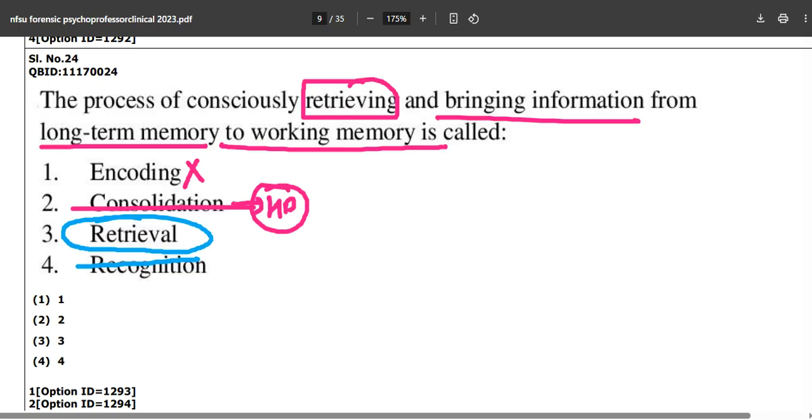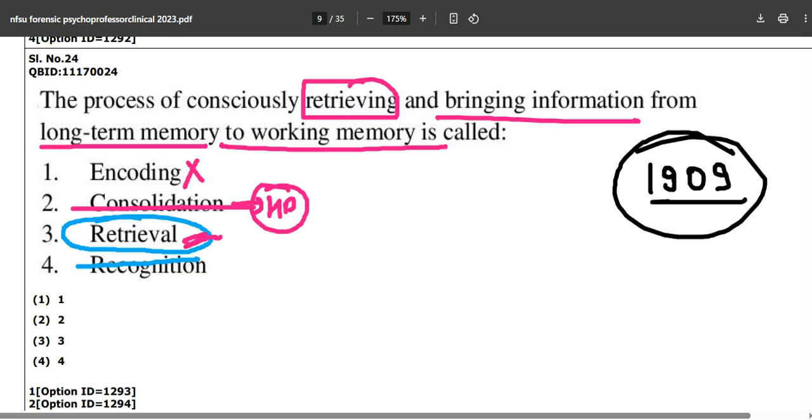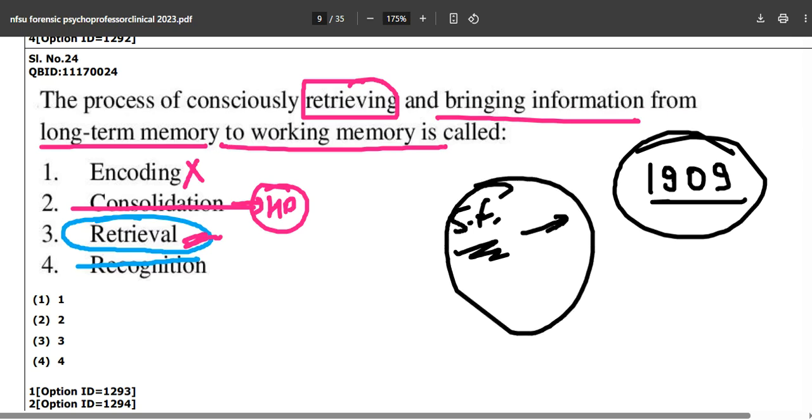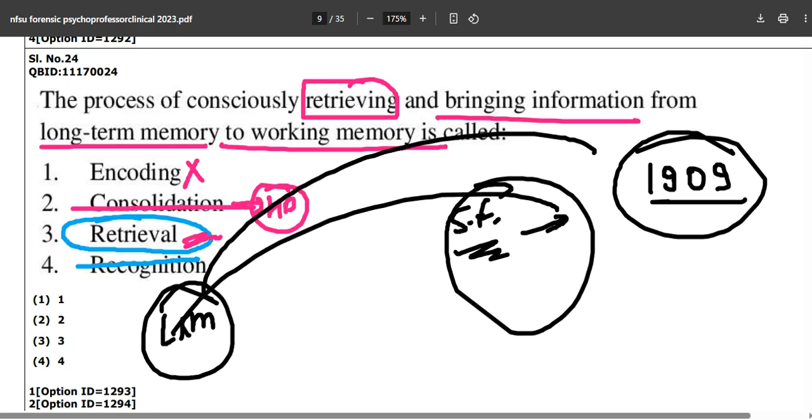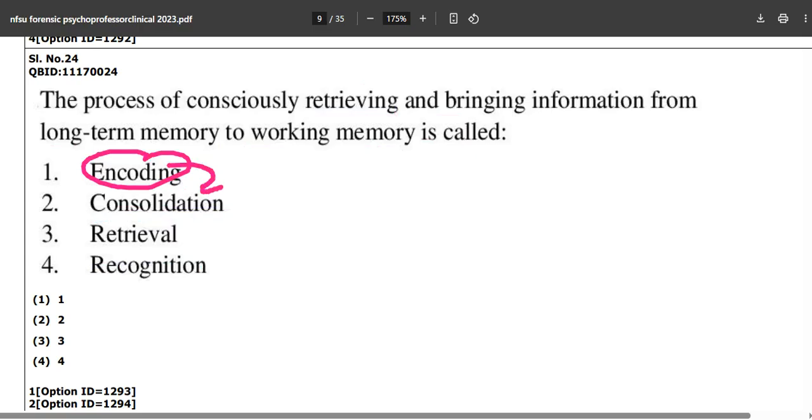Whenever you try to retrieve something from long term memory to working memory, it is called retrieval. If I write 1909, if you have watched previous videos, you will know what happened in 1909. Sigmund Freud and Carl Jung visited which university? Clark University, if I am not wrong. Yes, but on the invitation of Stanley Hall. So how are you able to recall? Because of the previous videos which you have watched, from your long term memory it is retrieved in your working memory because of the phenomenon called retrieval. How did we encode the information? Through consolidation, by revising that thing again and again.